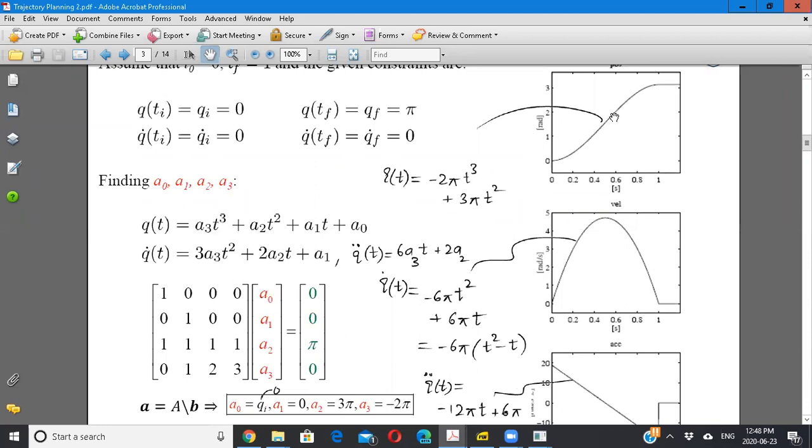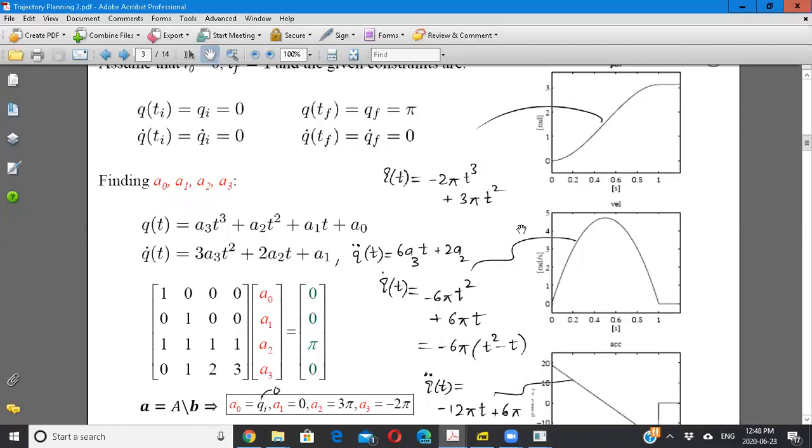So ultimately, the equation of this trajectory looks like this. Q of t is -2 pi t cube plus 3 pi t squared. Okay? It's a cubic function. That's why you see the arcs here, and you see it very small. So this is the trajectory in order to achieve this motion.